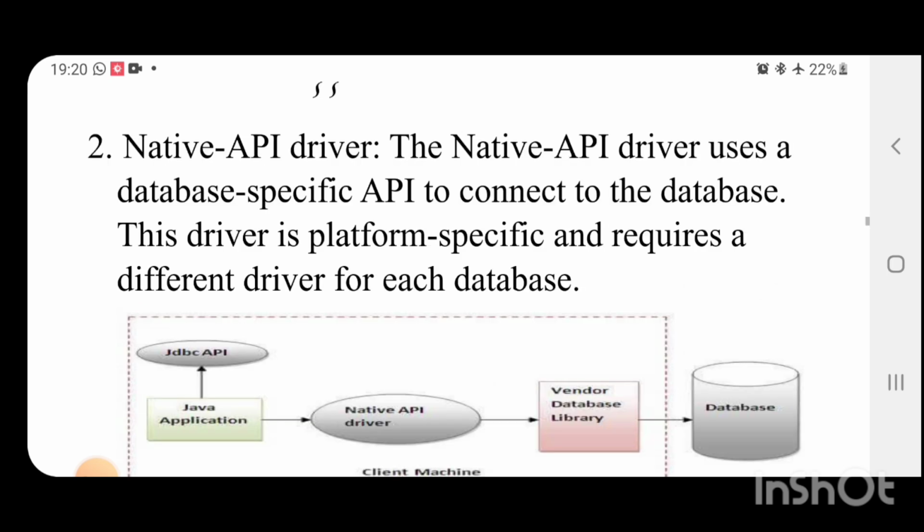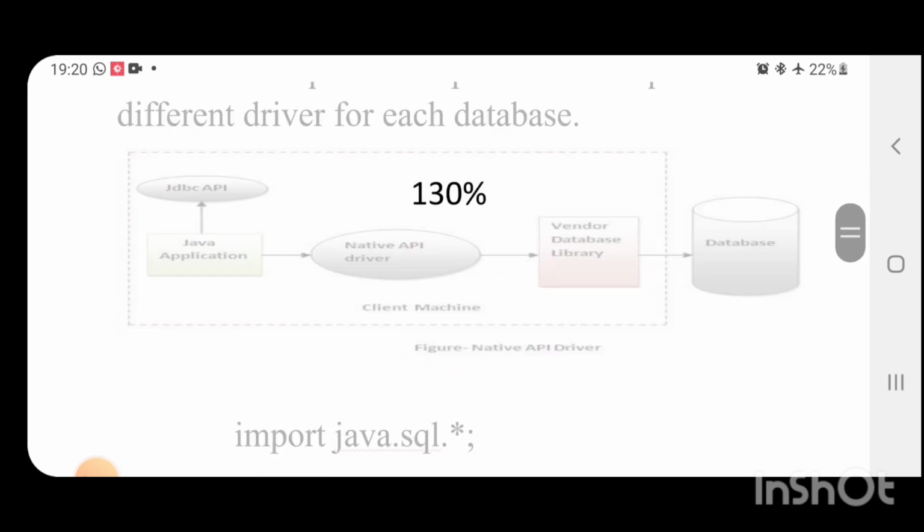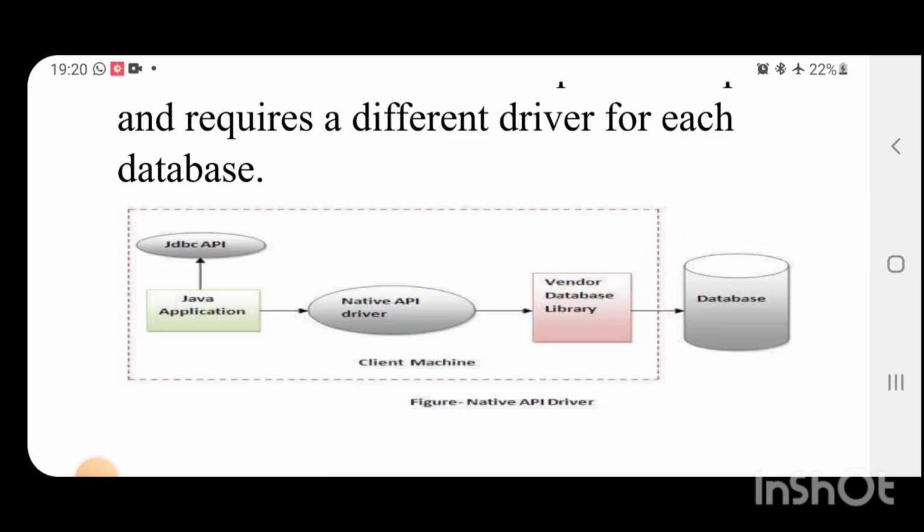Native API driver overcomes the disadvantage of the JDBC-ODBC driver. What is the disadvantage of the JDBC-ODBC driver? That it is somewhat slow, because it is converting all the function calls of JDBC into ODBC function calls. So to overcome that, the native API driver is used.